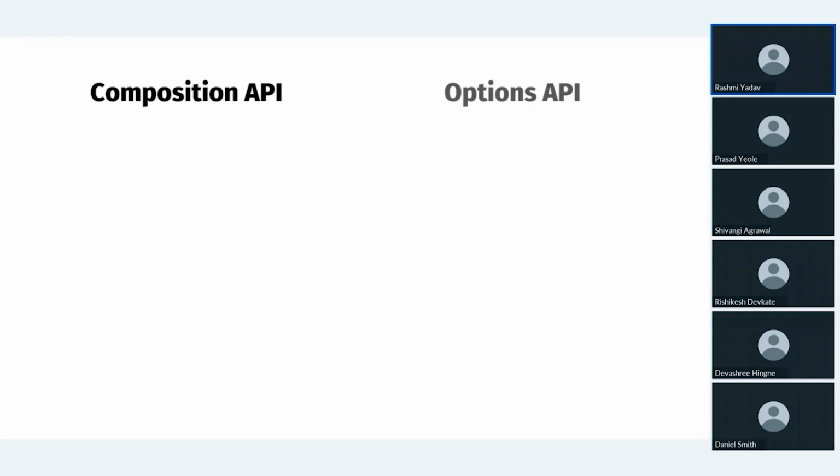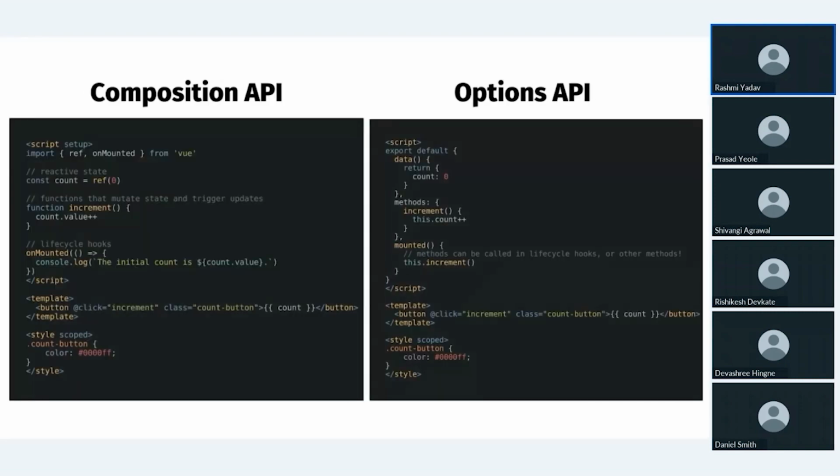Moving on to the next slide, we can see the code level structural differences. In the first section we can see composition API, and in the second section we can see options API. Before comparing these things, let's see the structure of our component.